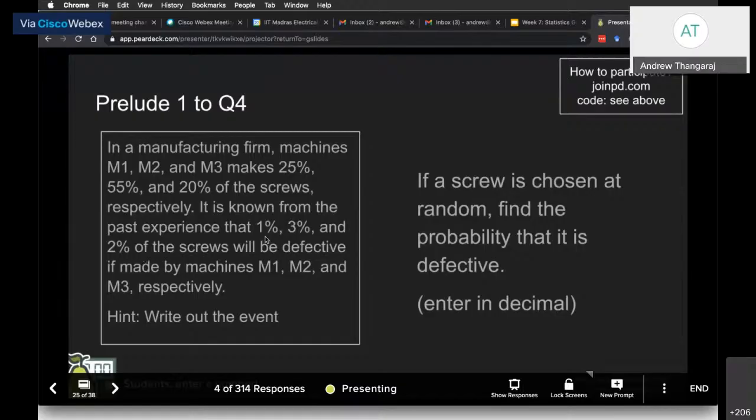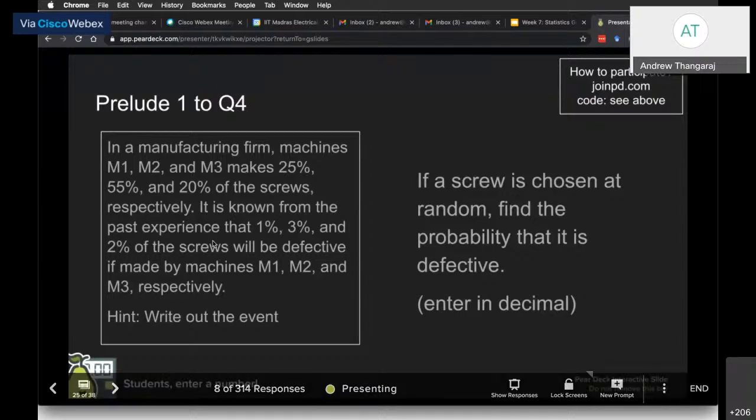So, when they say it is known from past experience that say 1% of the screws will be defective if made by machine one, what all they are telling you is giving you a conditional probability. Probability of screw being defective given that it came from machine one is 1%. So don't worry about the wording and all this. You've got to see the English and pick up the probabilities that it's defining for you.